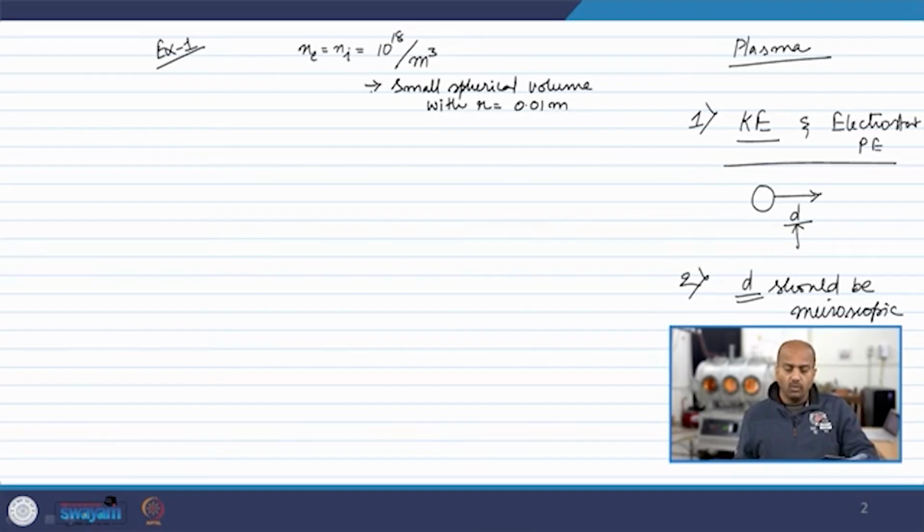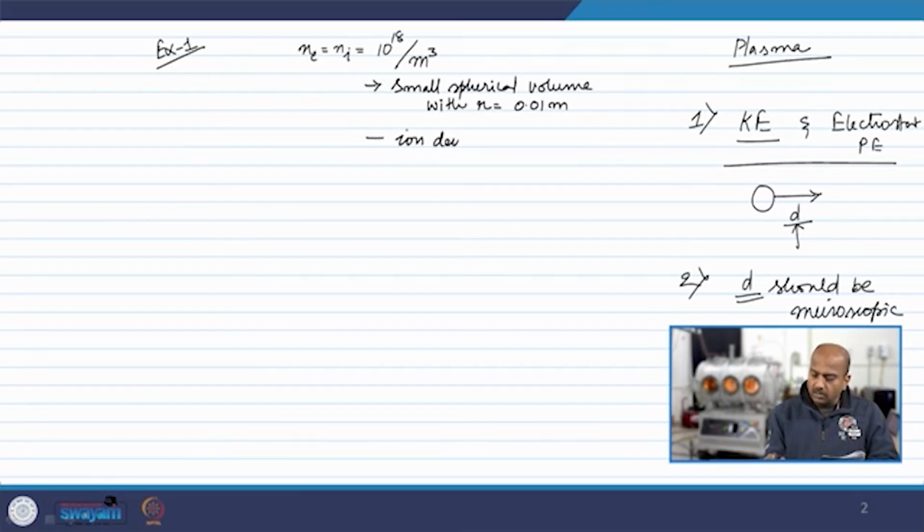Okay. So, let us say we have a small spherical volume inside this plasma with radius r equal to 0.01 meters, and within this volume the ion density is larger than the electron density. How much? By 1%.